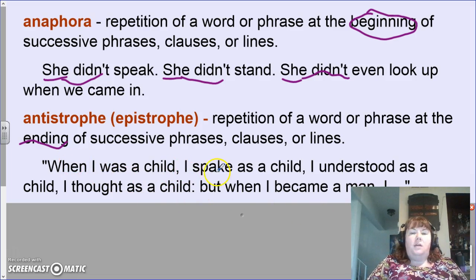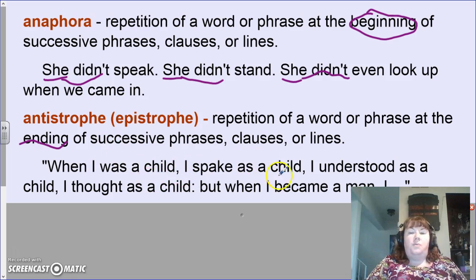When I was a child, I spake as a child, I understood as a child, I thought as a child. But when I became a man, and the quote actually continues. So we're looking for the end, not the beginning. So with the "when" and the "I," those aren't what we're looking for. And in fact, you could say the I's is an anaphora, but what we're looking for in this example is the antistrophe.